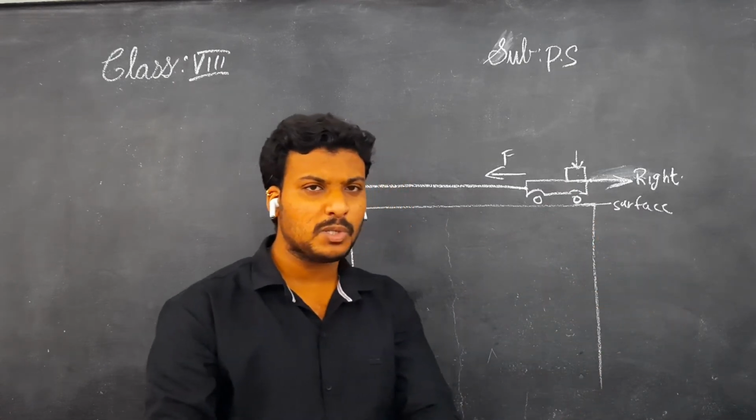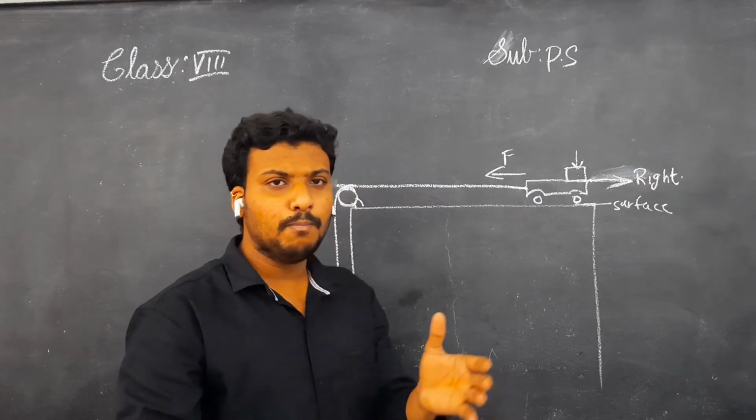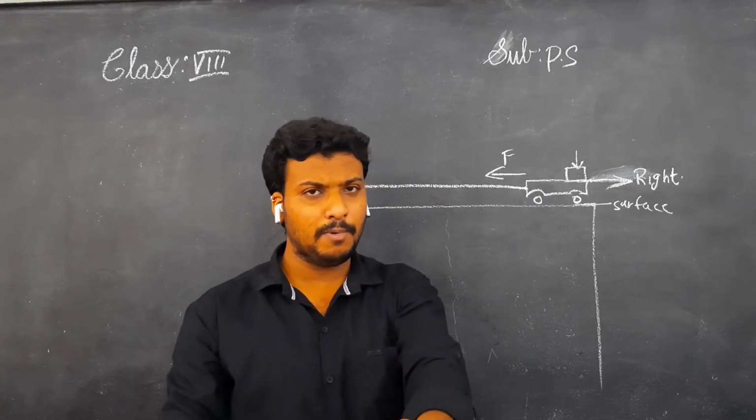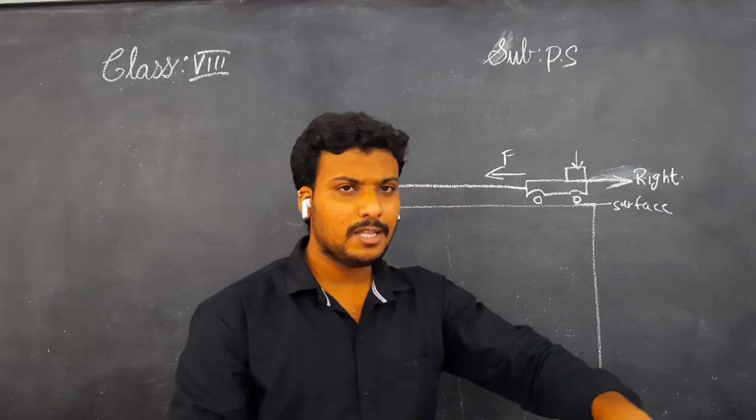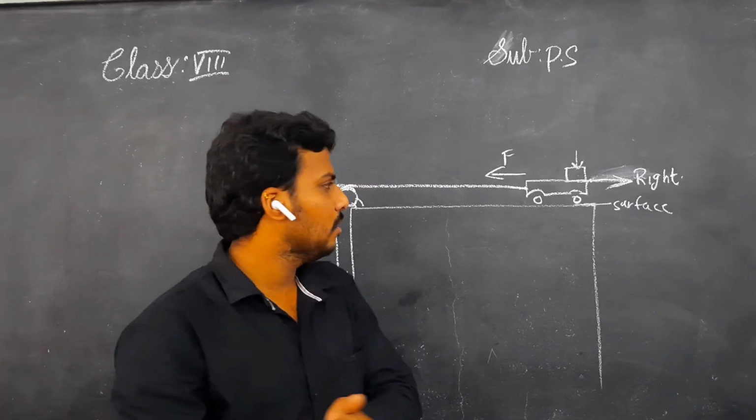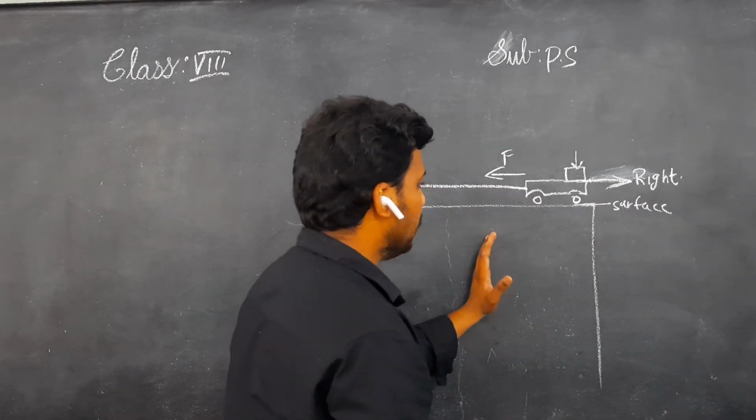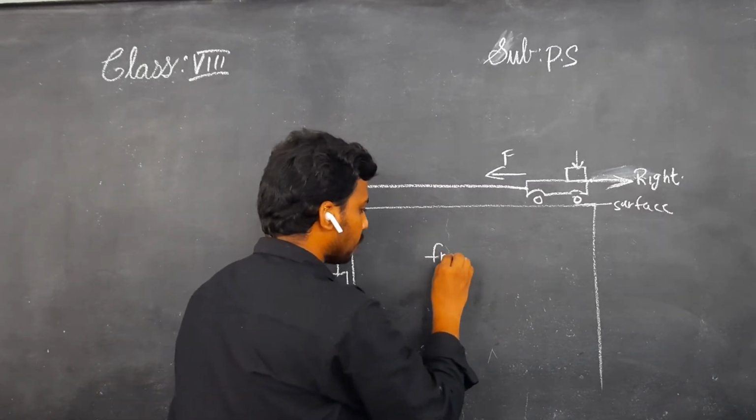You can perform this with a small toy trolley, even without this setup. Simply keep a toy trolley, keep a wooden block over it, and with full speed you draw the toy trolley. What will happen? The block falls or moves to the right side. Understand children? From this concept we are learning frictional force.